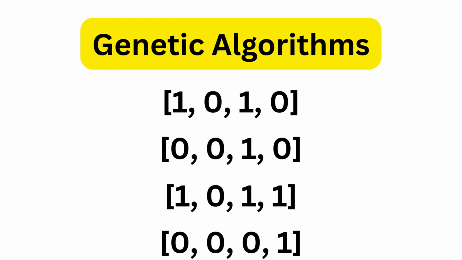Here we have 4 randomly generated individuals. Your task is to evaluate their fitness and apply genetic algorithms, and let me know in the comments below in how many iterations you got the optimal solution?